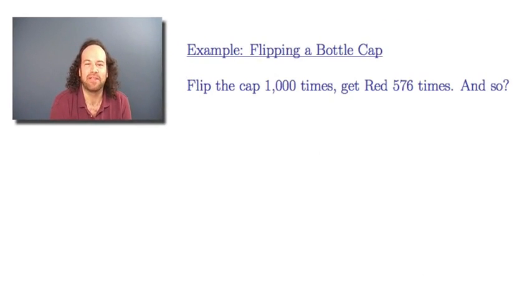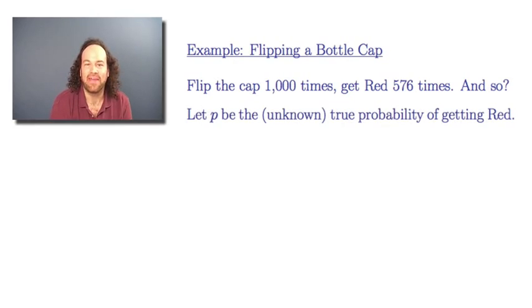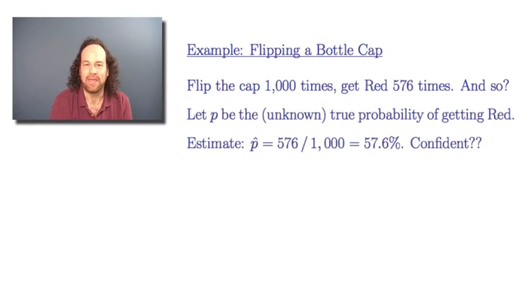To start off, let's remember again that example with flipping the bottle caps. If we flip a cap 1,000 times and get 576 red, what does that tell us about the true probability of getting red when you flip the cap? Well, if we let P stand for this unknown but true probability of getting red, then we could estimate P just by the proportion. So the estimate, which we'll write as P hat again, is 576 divided by 1,000, or 57.6%.